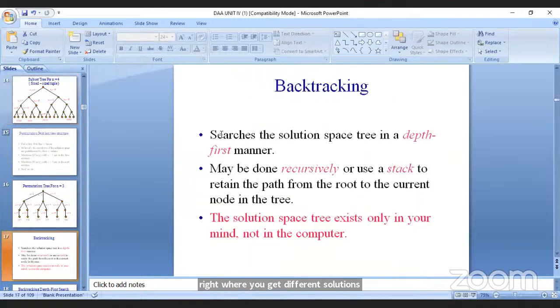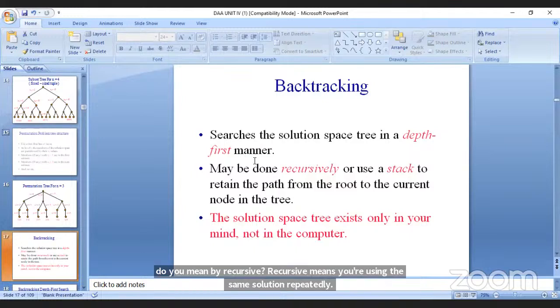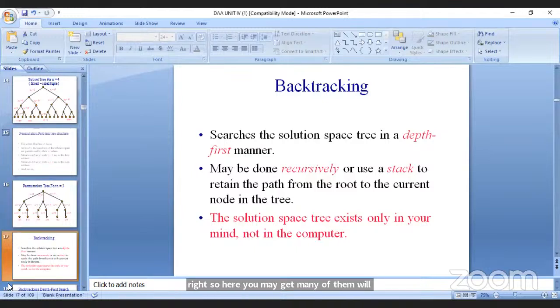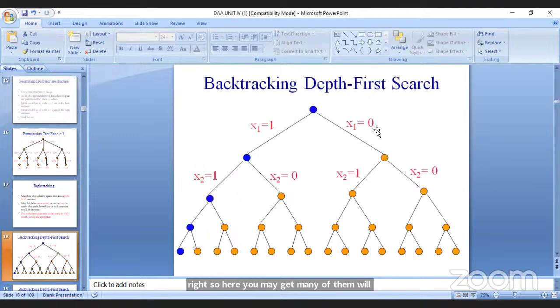So backtracking searches a solution space tree in depth first manner. Okay, this is done recursively. What do you mean by recursive? Recursive means you are using the same solution repeatedly, right? So here you may get, many of them will get different solutions. Clear? So like this, you have to put the diagram.